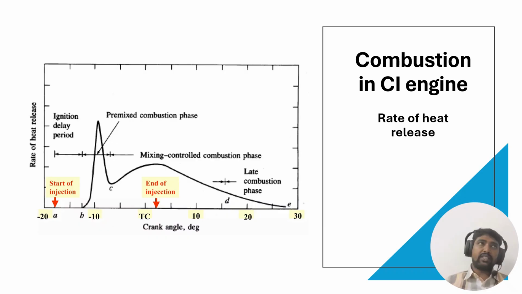As we have discussed the stages of the CI engine in the previous videos, the stages of combustion in a CI engine comprise four stages. One is the ignition delay period, second is pre-mixed combustion, third is mixing-controlled combustion, and fourth is the late combustion phase. Okay. So now we are going to see how the heat release rate will be.